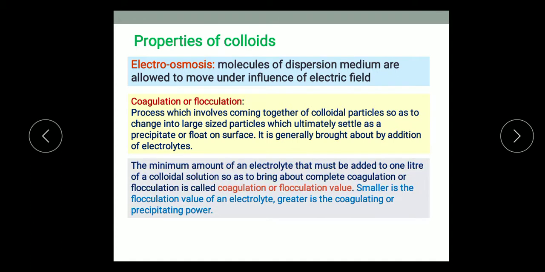So next we come to flocculation value or coagulation value. It is the minimum amount of an electrolyte that must be added to 1 liter of a colloidal sol so as to bring about complete coagulation or flocculation, and it is known as coagulation or flocculation value. So smaller is the flocculation value of an electrolyte, greater is the coagulating power of that electrolyte.